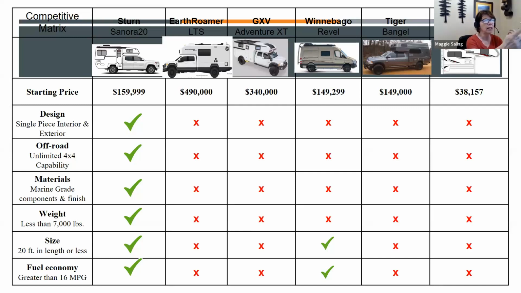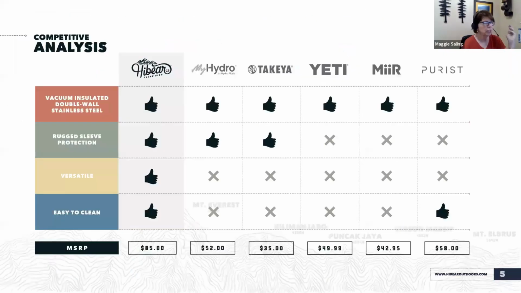And then the least expensive one is just the camper part that goes on top, which is only $38,000 and doesn't include the truck. So their closest competitor looks like it's the Tiger Bengal, except that they don't have all of the features that Stern has. They've changed their name to Truck House now.